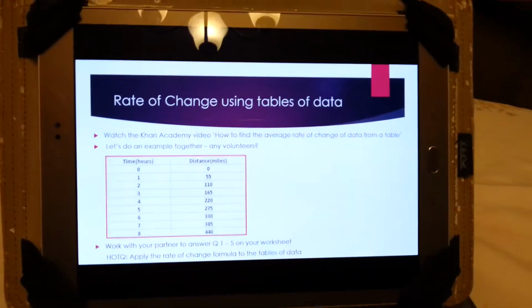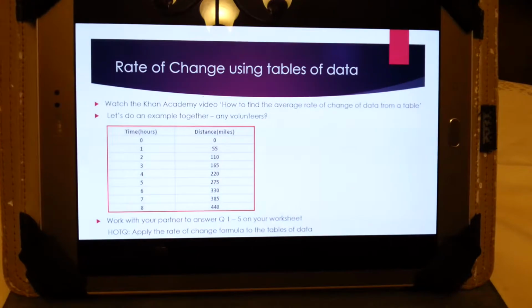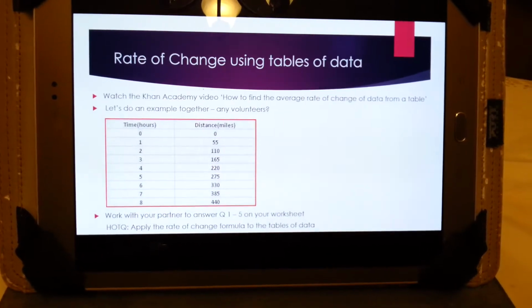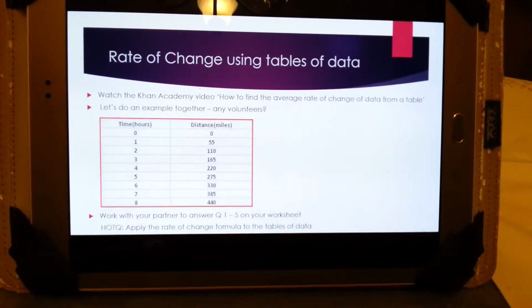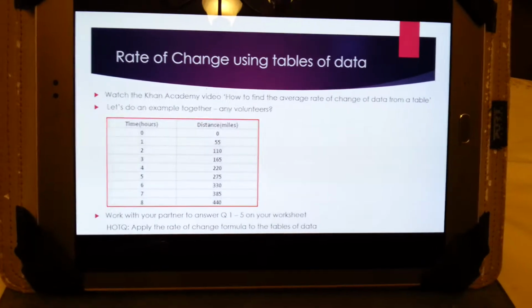Okay, eyes on the board once more. Okay, so our first objective, find the rate of change using tables of data. What we're going to do first is watch the Khan Academy video, about 2.5 minutes.